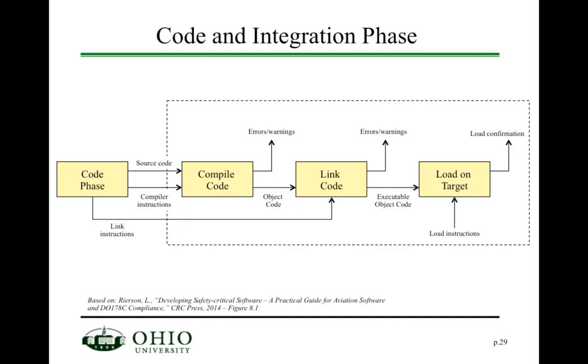Okay, so if you look at the code and integration phase, this block diagram comes directly from figure 8.1. You have the code phase, where you generate source code, compiler instructions, and link instructions. This is the source code, really. Then the source code and compiler instructions together can be used to compile the code, which may generate errors and warnings. You have to address these errors and warnings. And of course, if everything goes well, it generates object code.